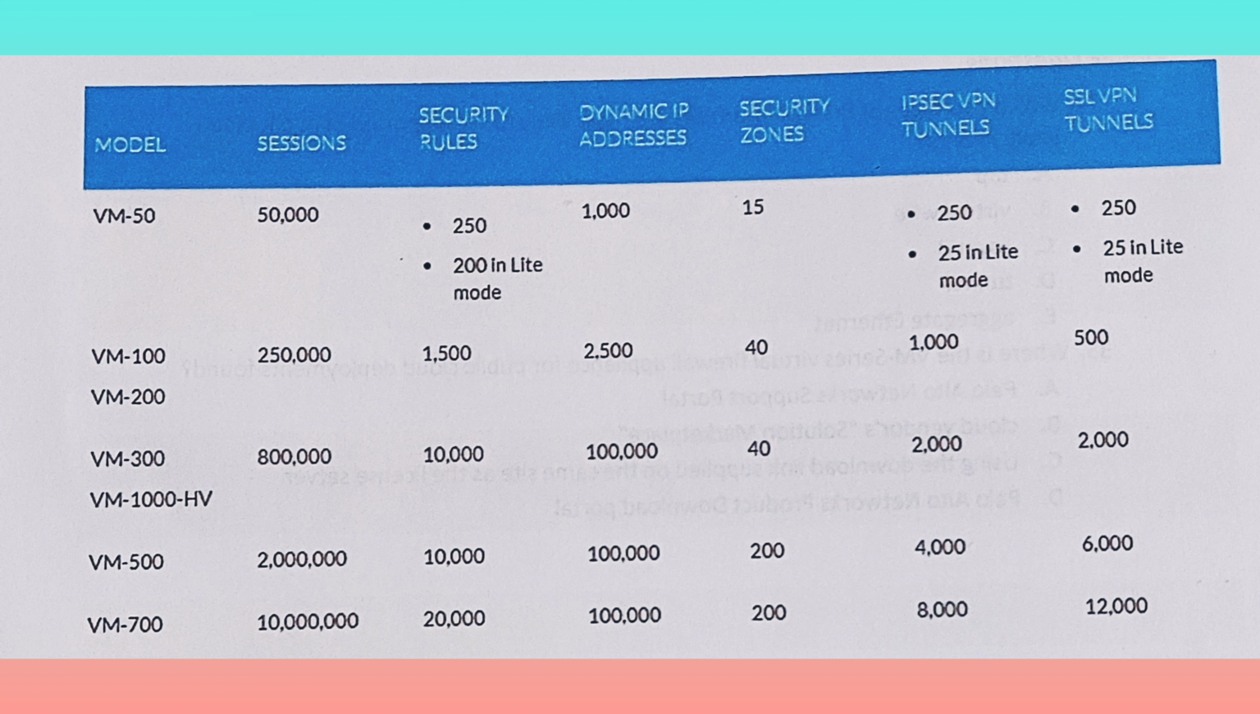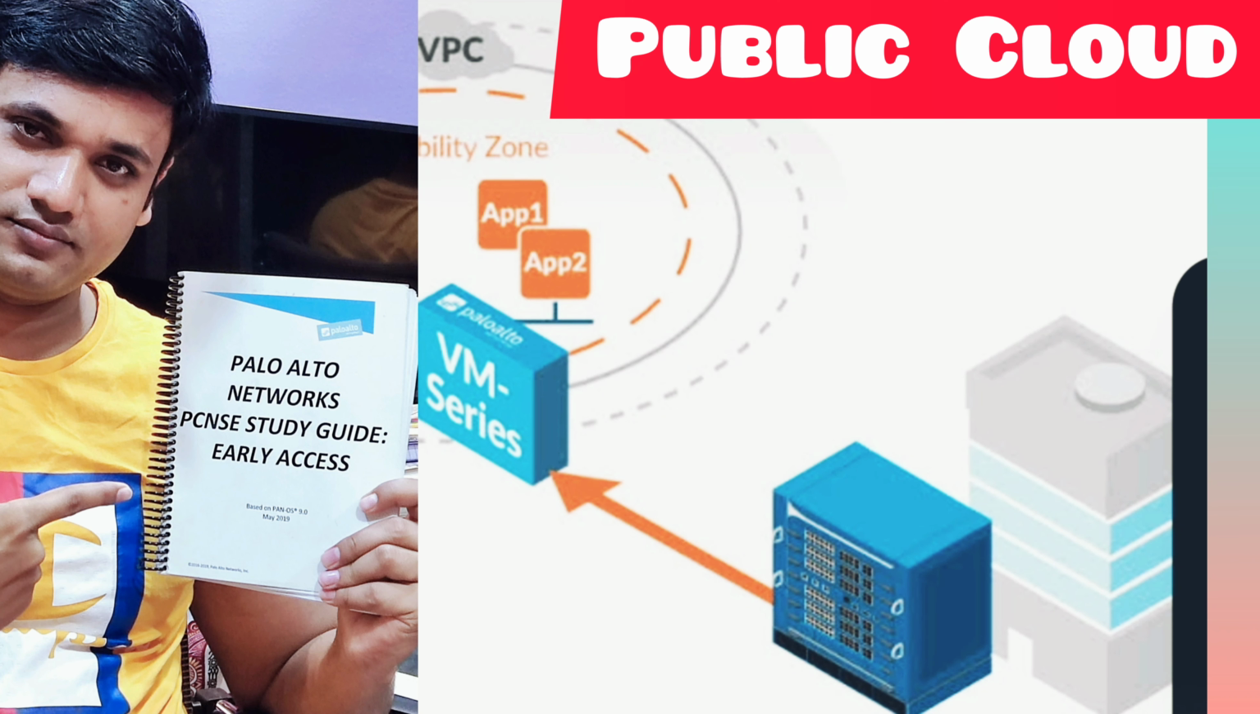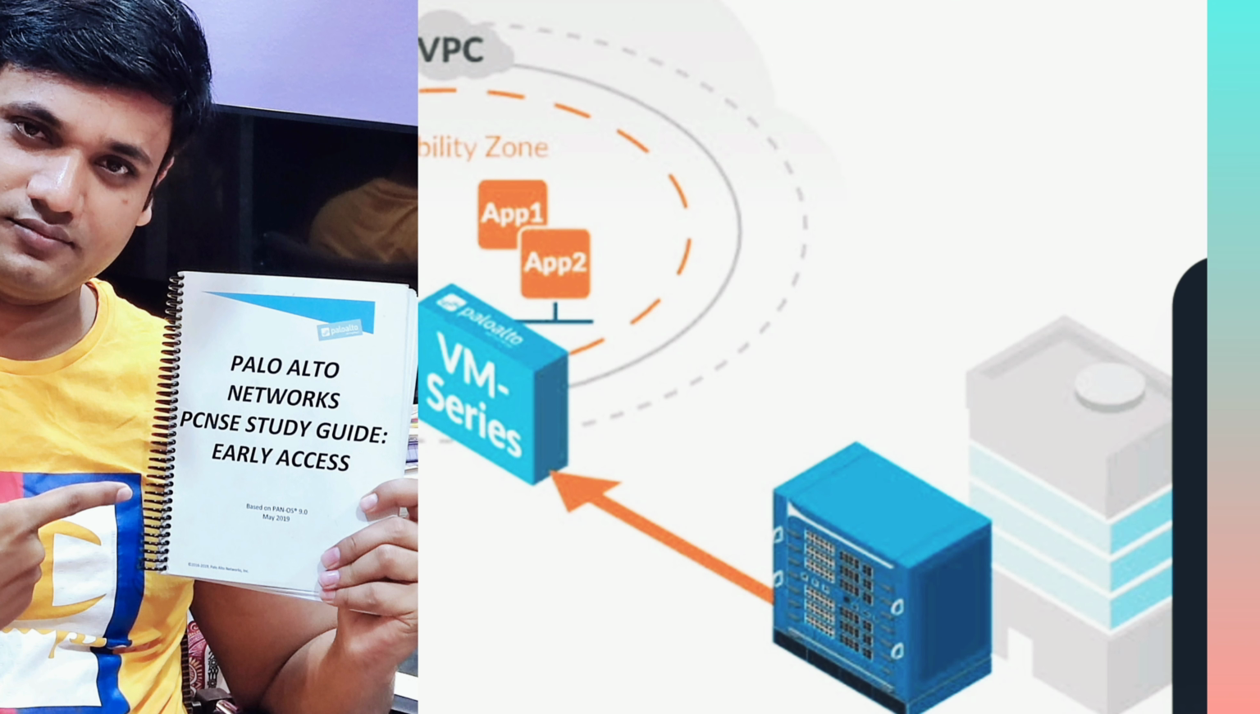Now let's understand public cloud. The virtual firewall can be found in the public cloud marketplace. Most public cloud marketplaces are populated with three virtual firewall choices that differ in their license requirements. Bring Your Own License, BYOL, is an unlicensed VM-Series firewall requiring the customer to provide their separately purchased capacity license and feature licenses.